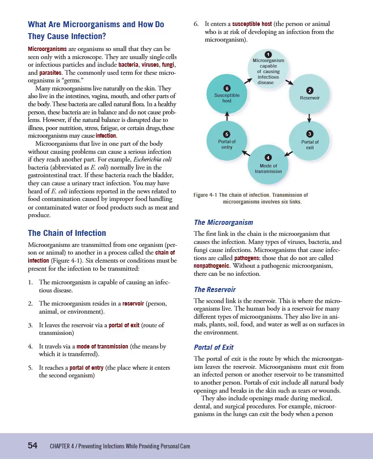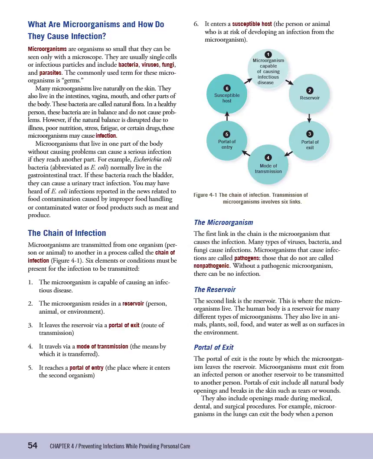However, if the natural balance is disrupted due to illness, poor nutrition, stress, fatigue, or certain drugs, these microorganisms may cause infection. Microorganisms that live in one part of the body without causing problems can cause serious infection if they reach another part. For example, Escherichia coli bacteria, abbreviated as E. coli, normally live in the gastrointestinal tract. If these bacteria reach the bladder, they can cause a urinary tract infection. You may have heard of E. coli infections reported in the news related to food contamination caused by improper food handling or contaminated water or food products such as meat and produce.